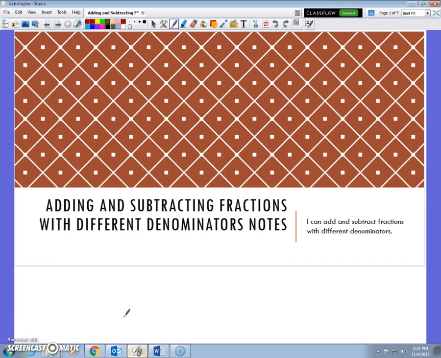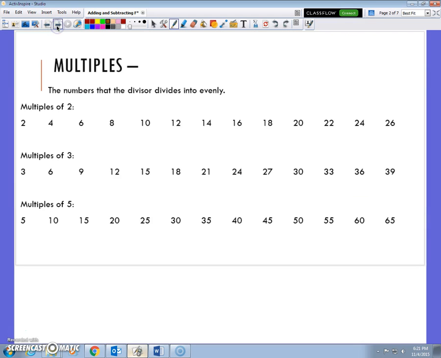All right, so that's what I want you to be able to do. By the end of all this, I want you to be able to add and subtract them, positives and negatives, even if they have a different denominator. That's the goal. So here's what we're going to do.